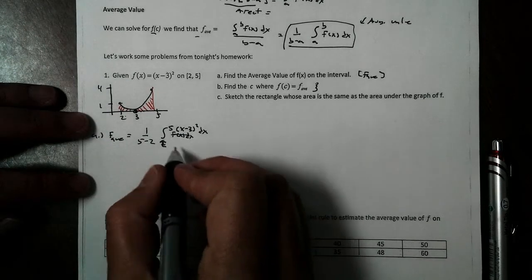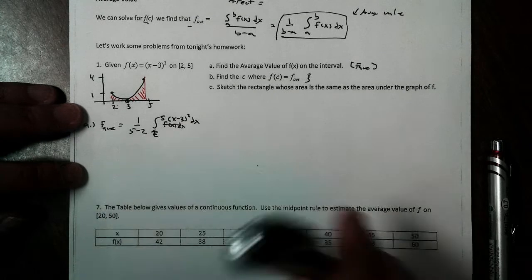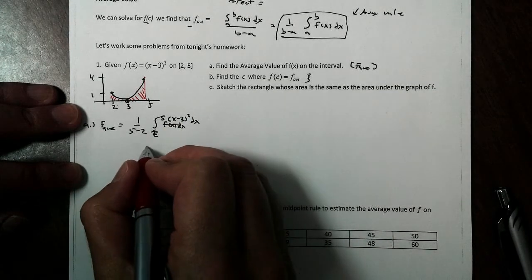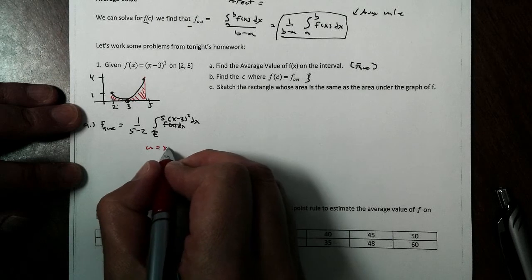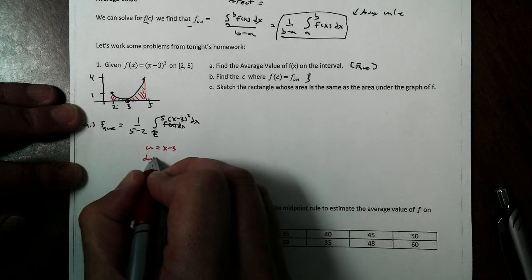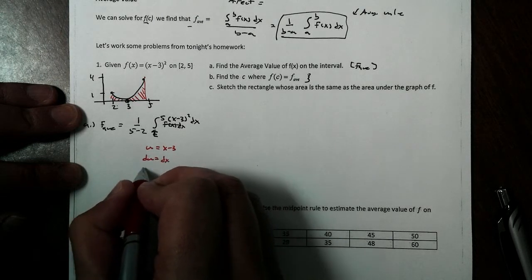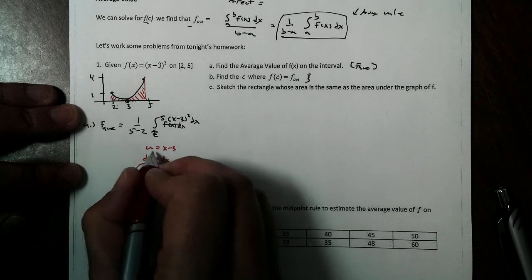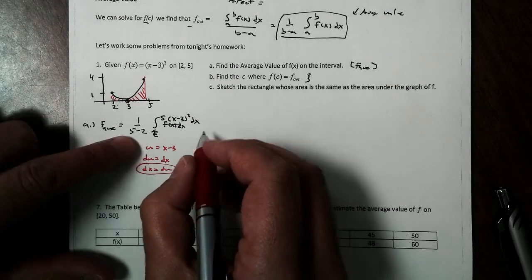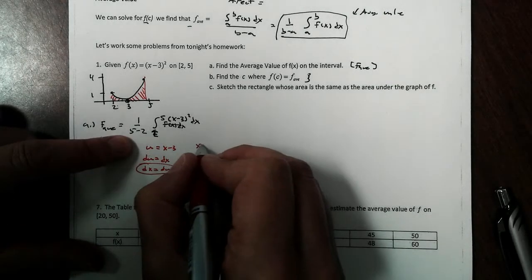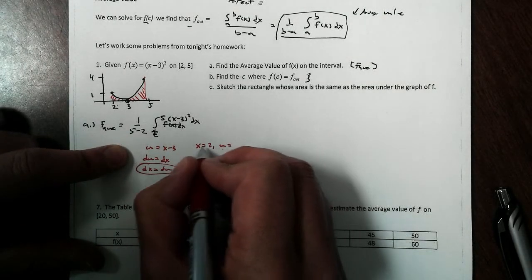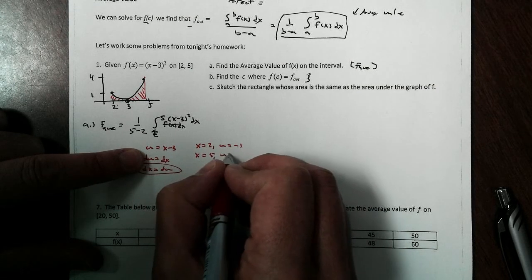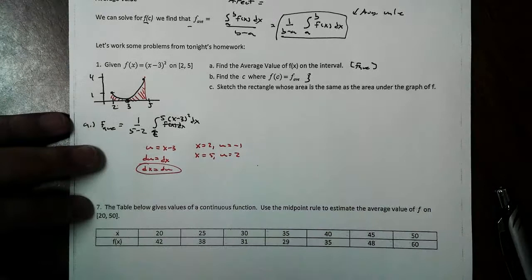So let's go ahead and evaluate this. Now I'm going to use substitution to evaluate this. So I'm going to let u equal x minus 3. du is, oh, that's nice, just dx. That's telling me dx is just du. That's what I want. Now, because I'm using u substitution, I will change my domain. When x is 2, u is, what's 2 minus 3? Negative 1. When x is 5, u is 2.